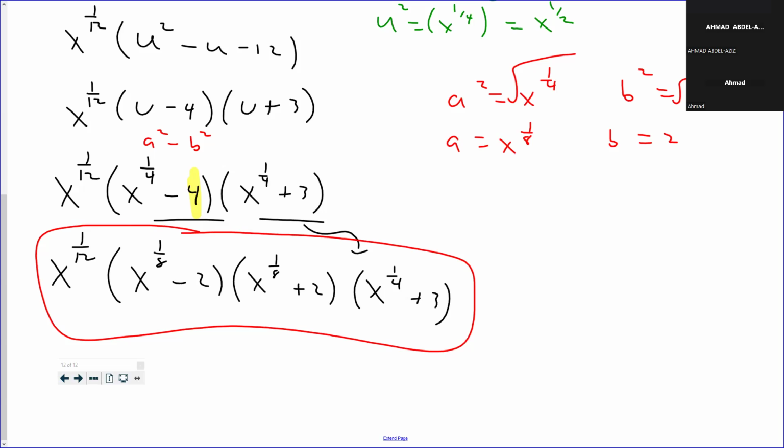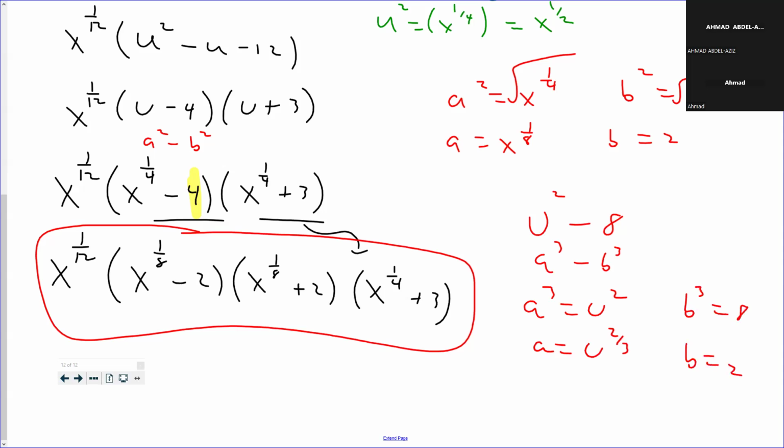U squared minus 8. That's a difference of cubes. Oh, u squared minus 8? You can still make that into a difference of cubes. It'll be 2/3 though. So if u squared minus 8, well then from here you have a cubed minus b cubed. So a cubed is u squared, a is u to the 2/3. b cubed is 8, b is 2.